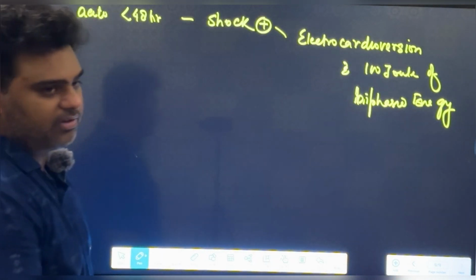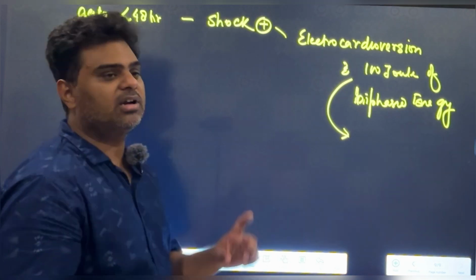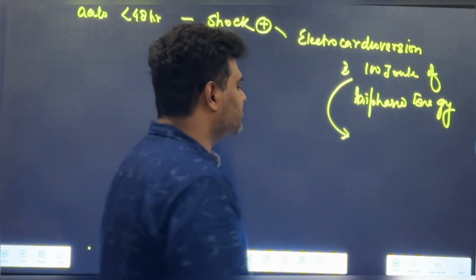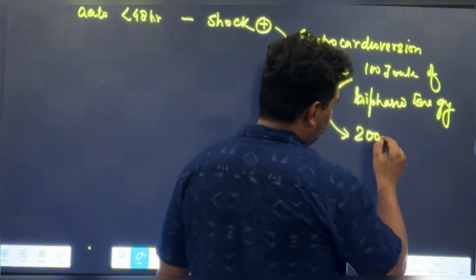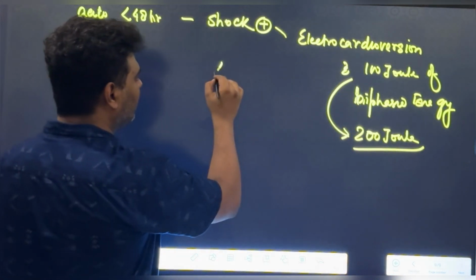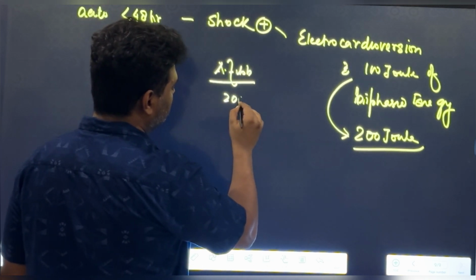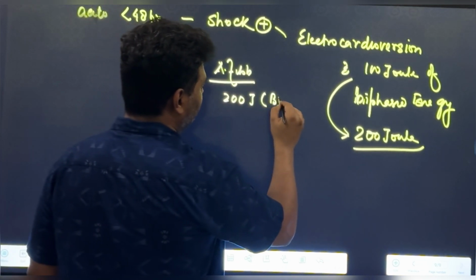100 joule of biphasic energy. If by this atrial flutter doesn't convert to the sinus rhythm, the next energy you will give will be of 200 joule. Please remember, in case of atrial fibrillation, the initial energy was 200 joule biphasic.